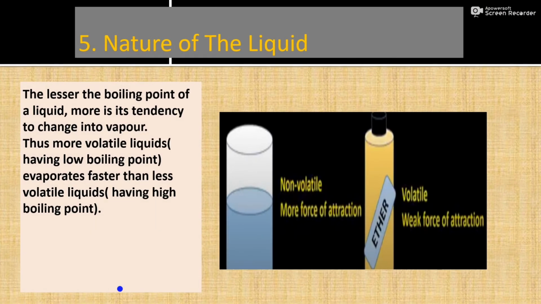The nature of the liquid. The lesser the boiling point of a liquid, the more is its tendency to change into vapor. Thus, more volatile liquids, meaning those having a low boiling point, evaporate faster than less volatile liquids, that means having a high boiling point. The liquids which have a high boiling point are called less volatile liquids, and the liquids which have a low boiling point are called volatile liquids.